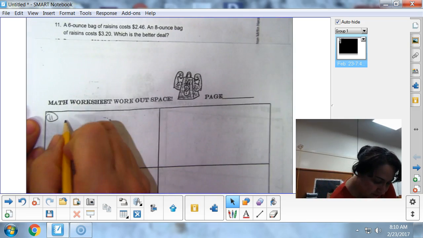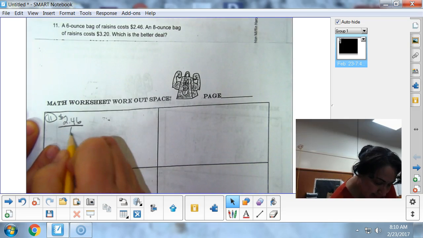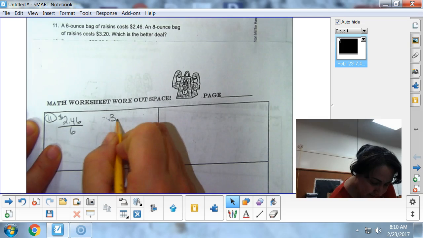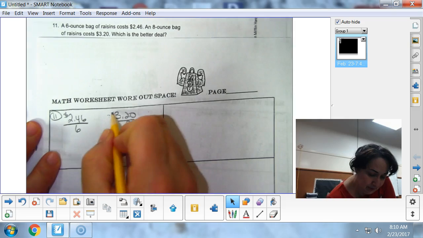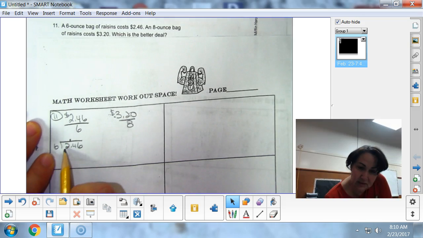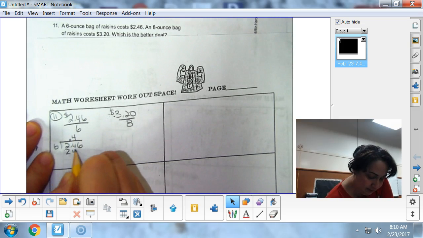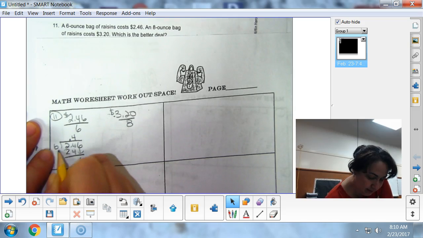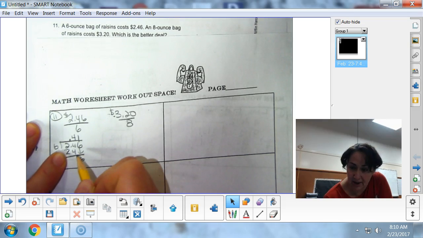So I've got $2.46 over 6, and I have $3.20 over 8. And I want to see what each is. So 6 into 246. So decimal goes straight up. 6 goes in too big to go into 2. So I'm going to go 6 into 24. 6 times 4 is 24. I'm going to bring the 6 down. So this bag costs 41 cents for each ounce.